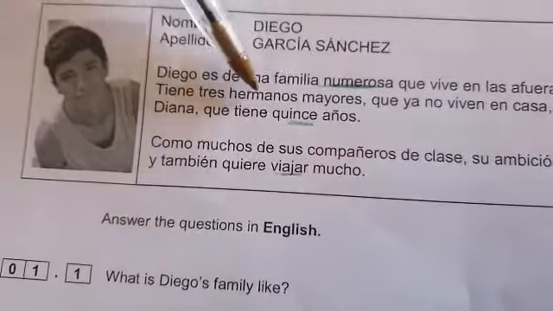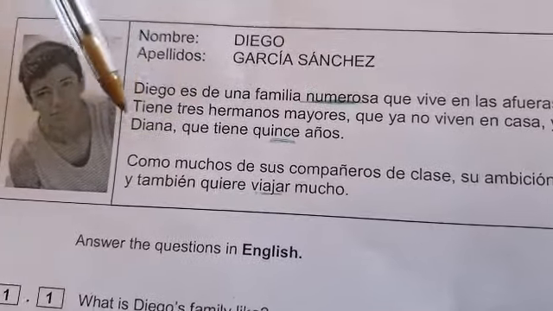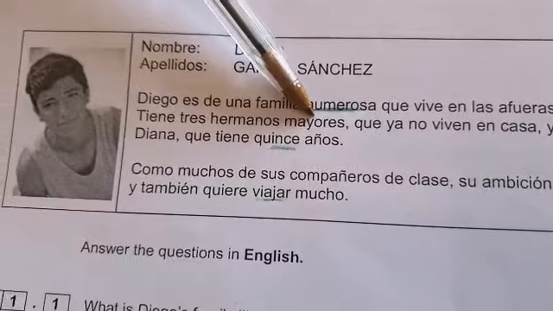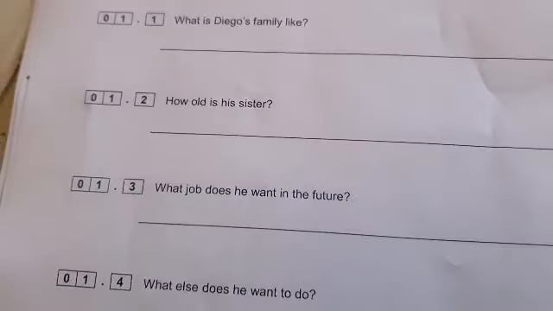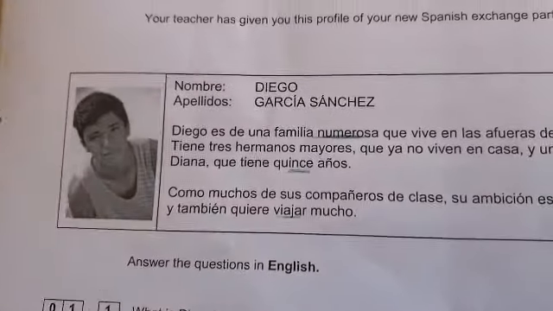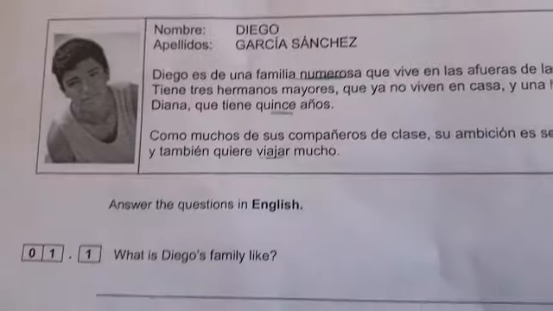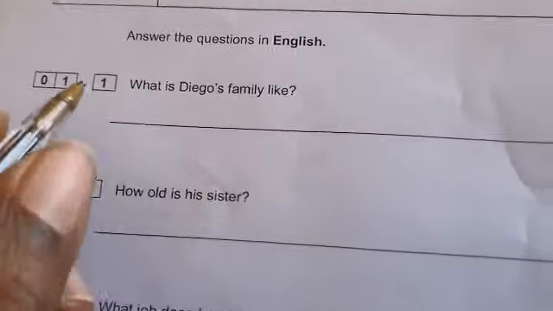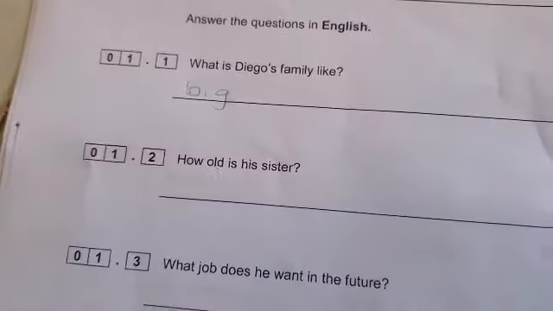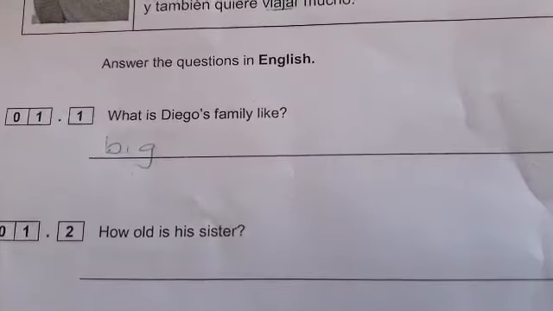Familia. There. What does it say about the family? Diego es de una familia numerosa. So what does that mean? It means that Diego's family is, even though that looks like numerosa, don't put numerous. It means big, okay? Or a large family. You can put big or a large family. That's all you're supposed to do.